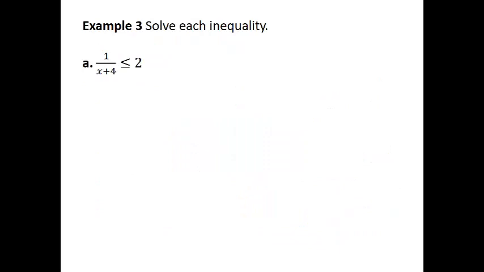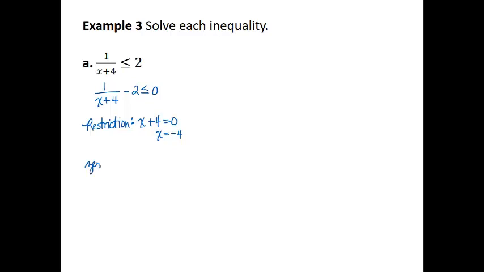Here's an example. We want to solve the inequality 1 divided by x plus 4 is less than or equal to 2. So we set 1 divided by x plus 4 minus 2 is less than or equal to 0. We need to find our zeros of the function and also the restrictions. The restriction is found by setting x plus 4 equal to 0, the denominator equal to 0. So that is x equals negative 4.